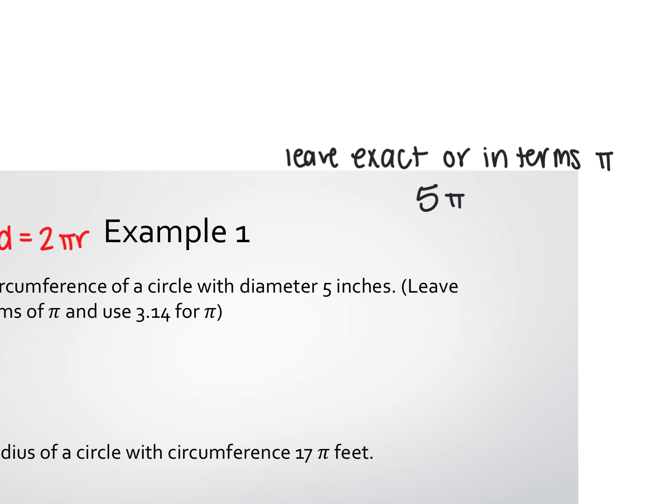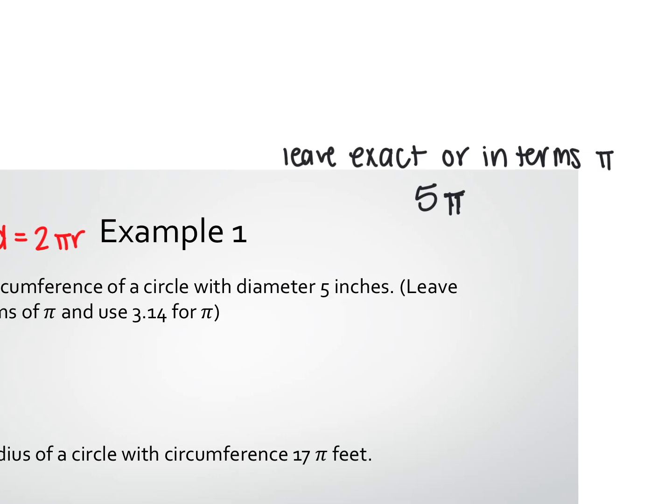So when I'm solving, I'm trying to get my answer, and then it says leave in terms of pi or leave it as exact. My answer is going to be 5 pi. I'm not going to evaluate it. I'm not going to change it.